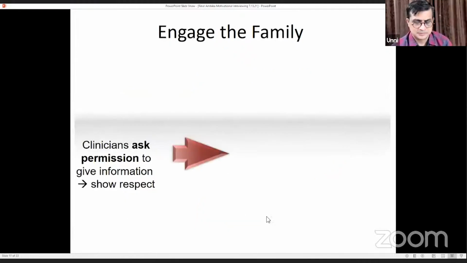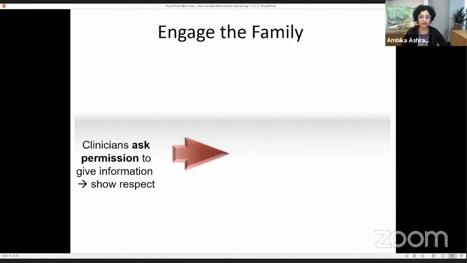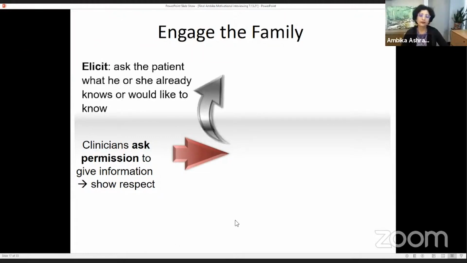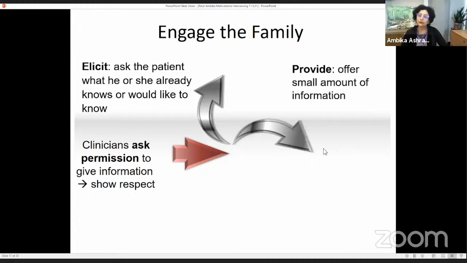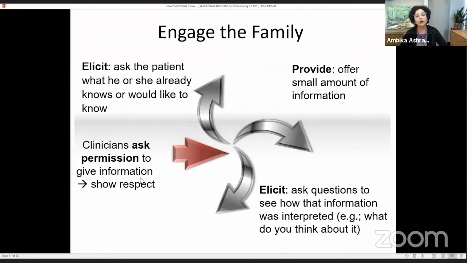So we need to ask permission. That's one of the aspects where we show respect to the patient. We ask the patient and elicit. We ask the patient what he or she already knows or would like to know. Where are we starting from? Then we provide a small amount of information. Then again elicit, ask questions to see how that information was interpreted. What do you think about it?